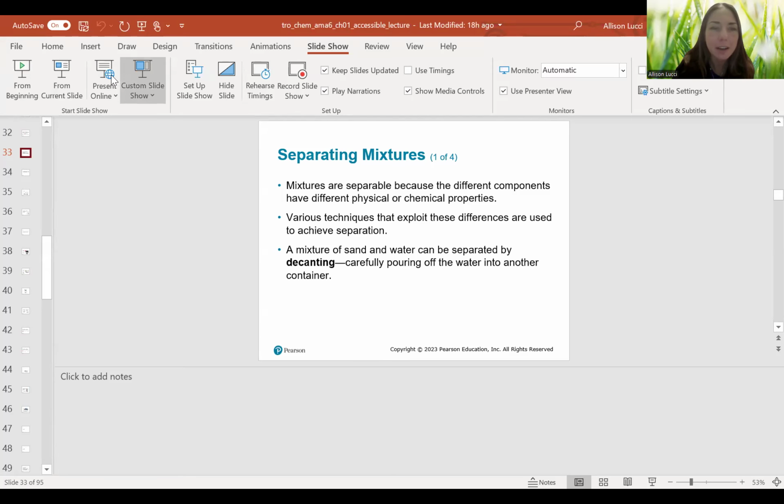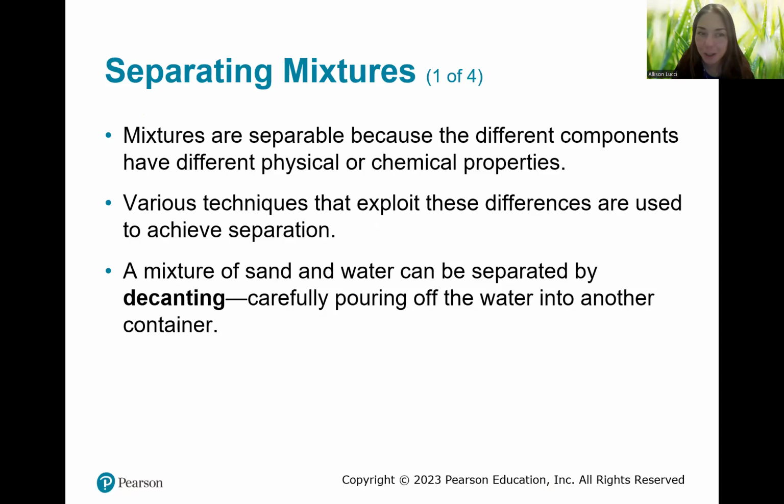Okay, so we're going to continue here. We left off with classification of matter. Now we're going to look at how we can separate matter that has been classified as a mixture. These are able to be separated because of different physical or chemical properties. So let's keep that in mind. We might describe these physical and chemical properties later on. So we have various techniques that exploit these properties and achieve separation.